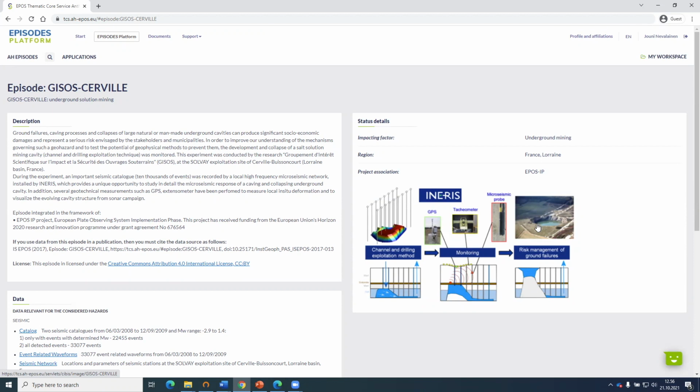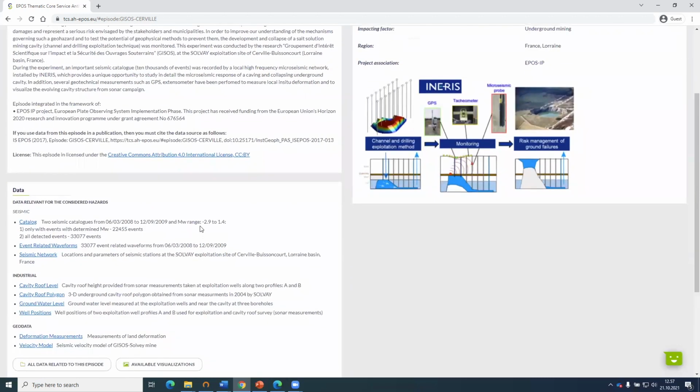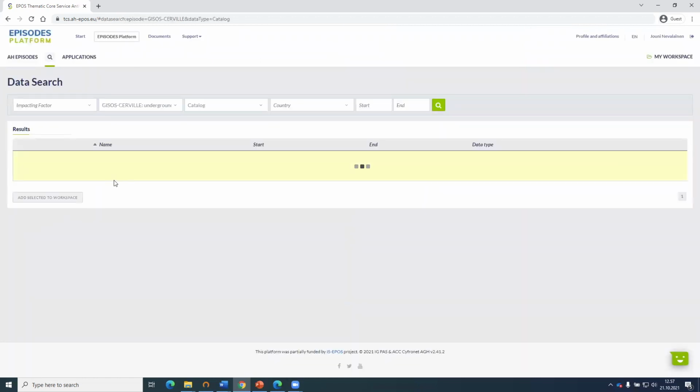They placed sensors there for a year and a half, and during that time they observed different seismic events, ranging from -2.9 to 1.4. And there are actually 2 catalogs. In this one, the one which has the determined moment magnitude, there are 22,000 events, and then the other has all detected events, but we are interested in the one which has the moment magnitude. So we are going to get that one for this next application.